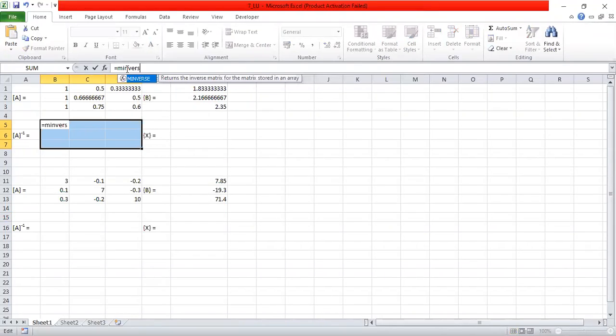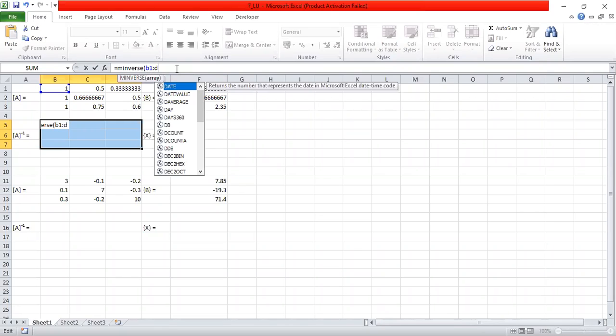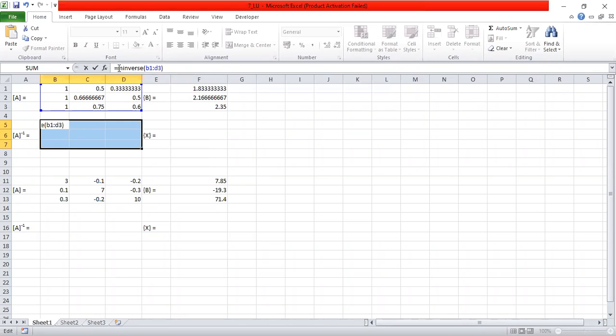MINVERSE. Then you select the array. So the array is from B1 to D3. So you're telling Excel that you should find the inverse of this matrix that is from B1 to D3, which is already selected. Then you're going to use Control Shift Enter. So you press your Control Shift Enter, then it's going to give you the inverse. So this is the inverse of the matrix.